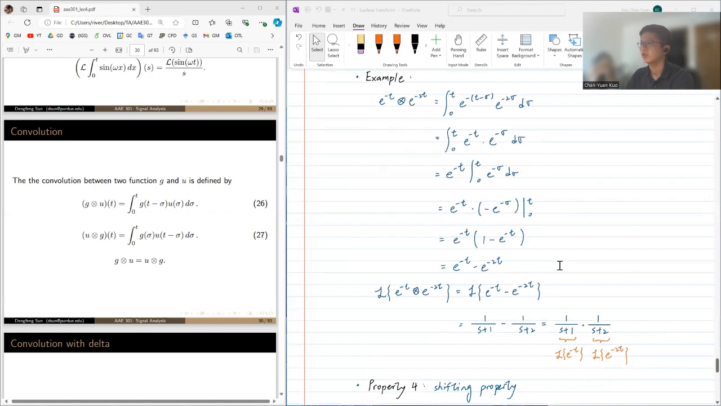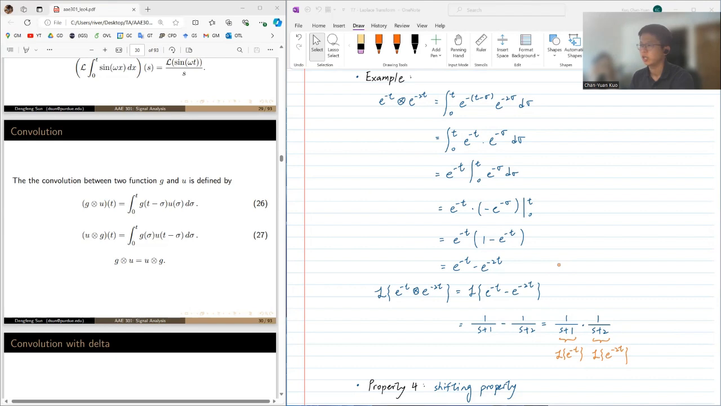And now let's look at an example to see how we can apply this property. In this example, we will be looking at the convolution of e to the negative t and e to the negative 2t. And by the definition of the convolution, we can show that in the end, it's going to equal e to the negative t minus e to the negative 2t.